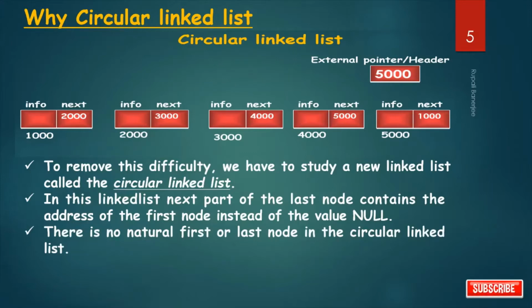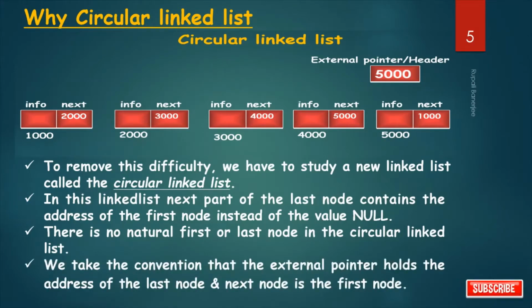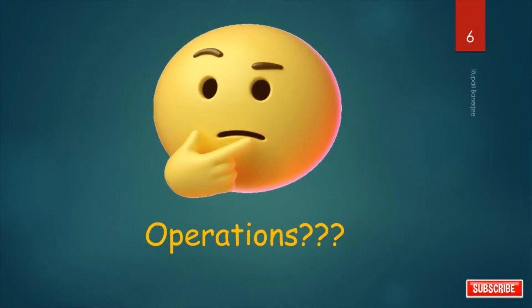There is no natural first or last node in the circular linked list. Because it is circular, there is no natural last or first node. So we take the convention that the external pointer holds the address of the last node. Say this is our last node, so the external pointer holds the address of the last node and the next node is the first node. So this node's next part holds the address of the first node. Now we will learn different operations on circular linked list.